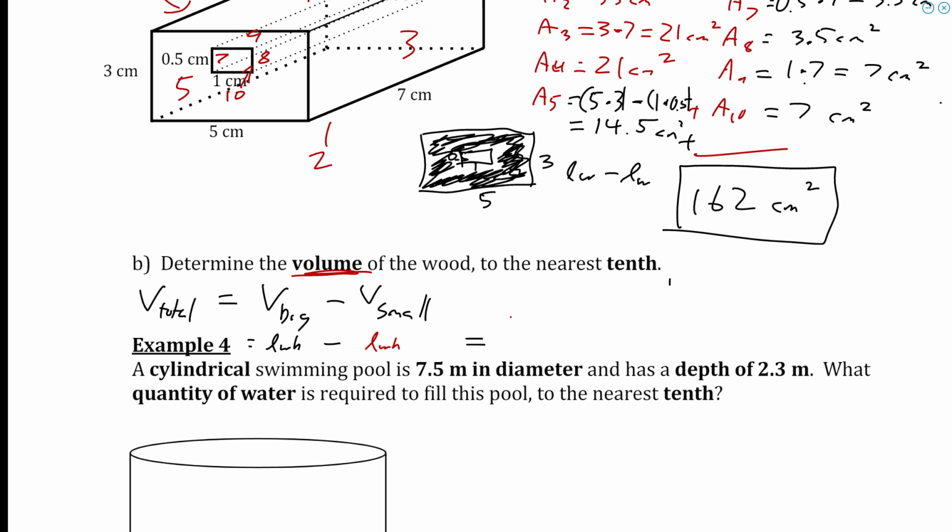So for the large rectangle, it's length times width times height. Exactly. 5 times 7 times 3. Minus the volume of the smaller one is 0.5 times 1 times 70. So we end up with 35 times 3 minus.